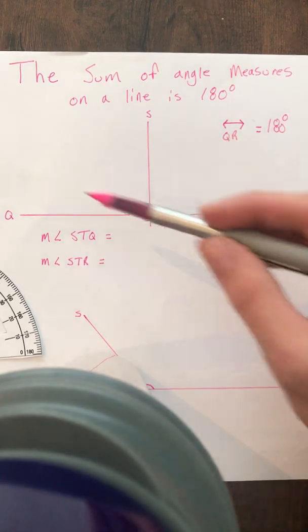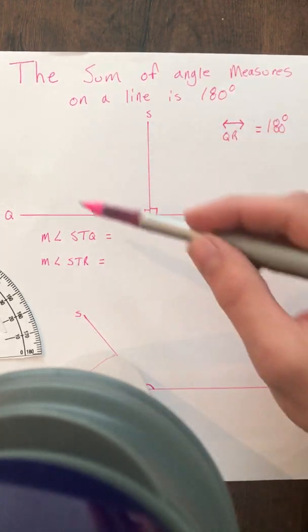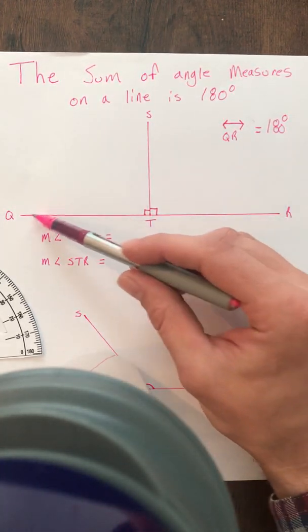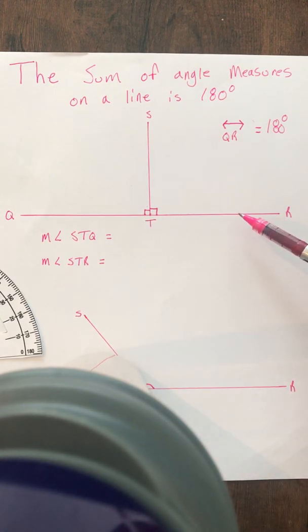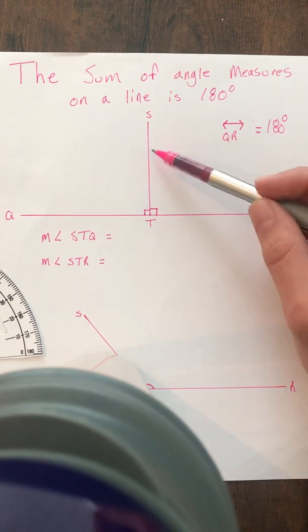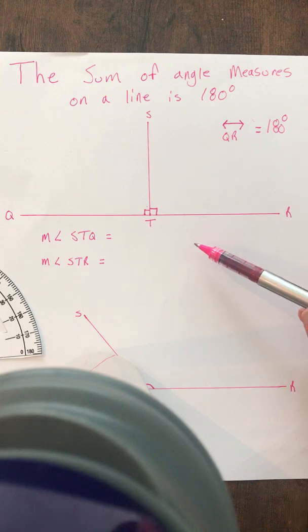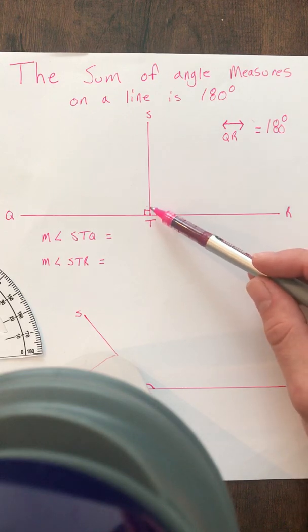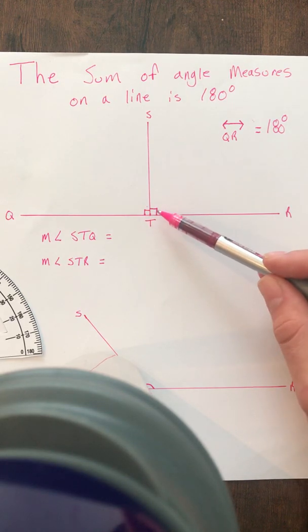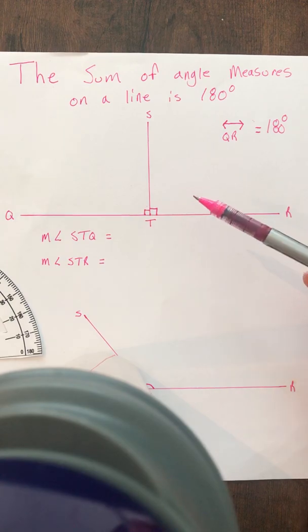So let's start off with my lines here and all my angles. So I have line QR. Off of line QR, I have line ST. So I'm trying to find the measure of these angles that come off of this line.